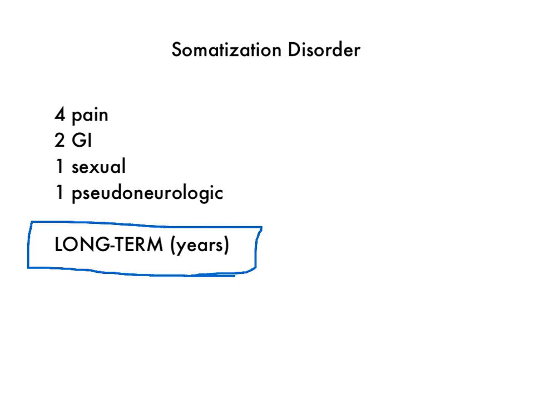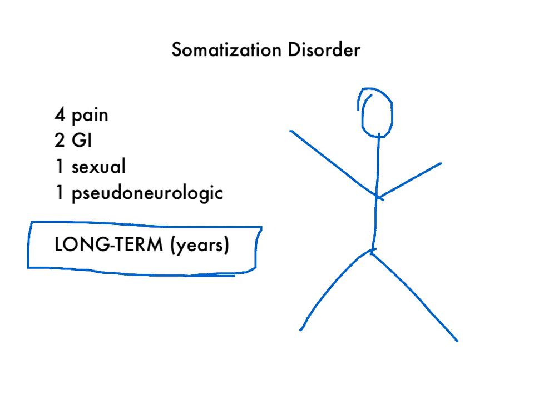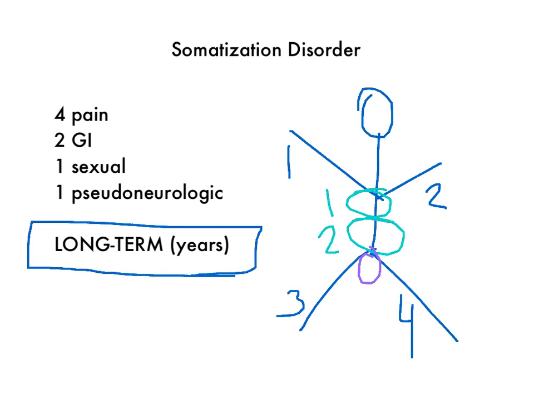Okay, it's not intentional. Okay, but the way I remember 4 pain is all you have to do is just draw a person. Okay, and usually the pain will probably be in the limbs. Okay, so how many limbs are there? There's 1, 2, 3, 4 limbs. So that's how I remember that there's 4 pain symptoms. There's 2 GI. Well, you know that there's like an upper GI system and a lower GI system. So that's how I remember that there's 2 GI systems. And then 1 sexual. Well, you usually have 1 sexual organ, so that's the 1 sexual system.